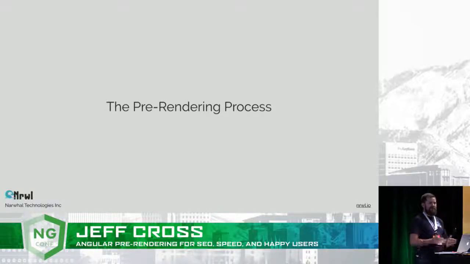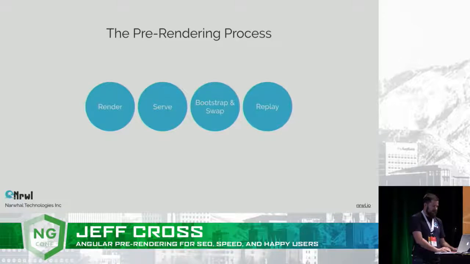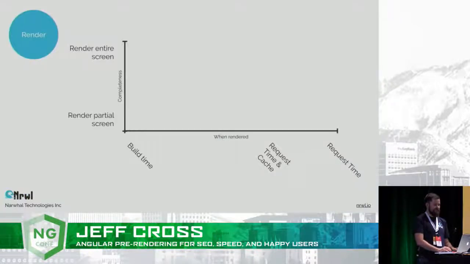So that's a little bit about what it is and the new APIs, but let's talk about what's actually happening, what's the life cycle of pre-rendering, and think about what your strategy for pre-rendering could or should be. I've broken it into 4 steps that I think generally capture what pre-rendering looks like for folks: rendering, serving, bootstrapping, and replaying. So let's talk about rendering.